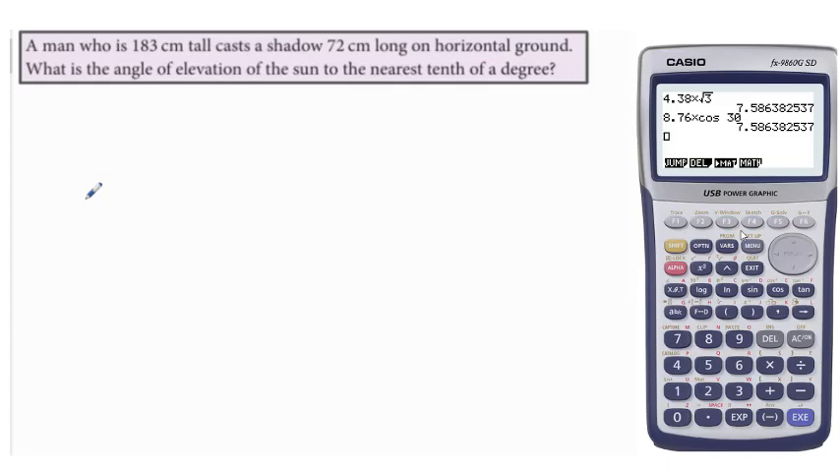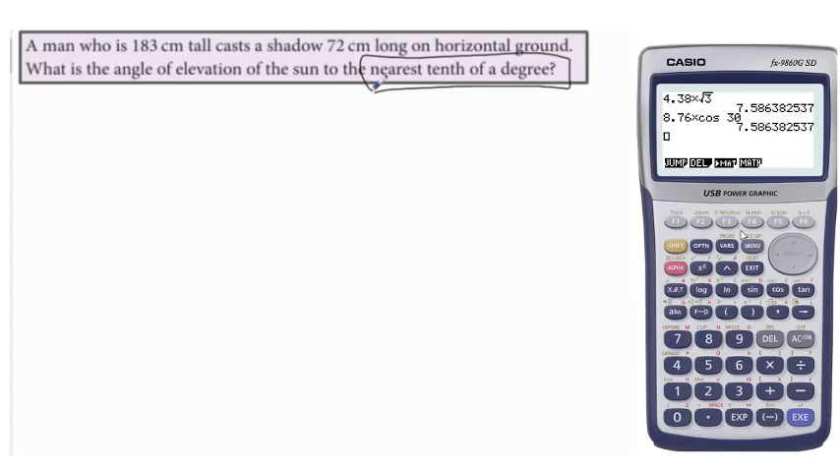A man who is 183 centimeters tall casts a shadow 72 centimeters long on horizontal ground. What is the angle of elevation of the sun to the nearest tenth of a degree? So the first clue, if you see nearest tenth of a degree, you're going to use a calculator. And then we're obviously going to need a diagram.